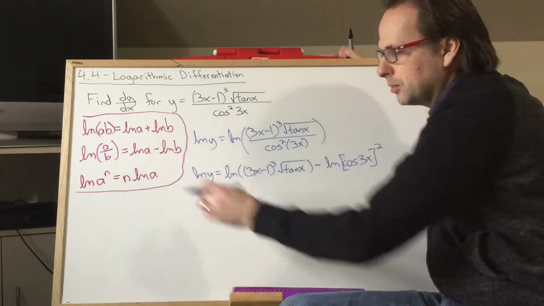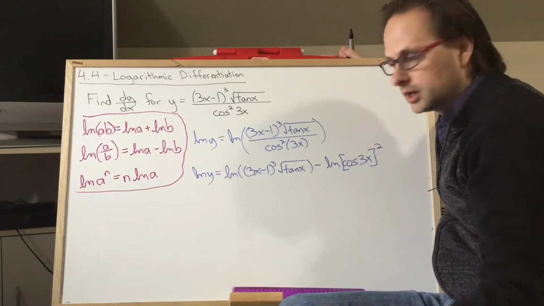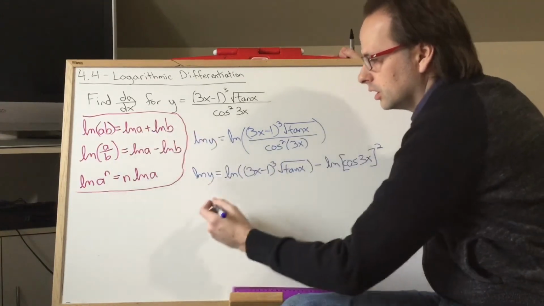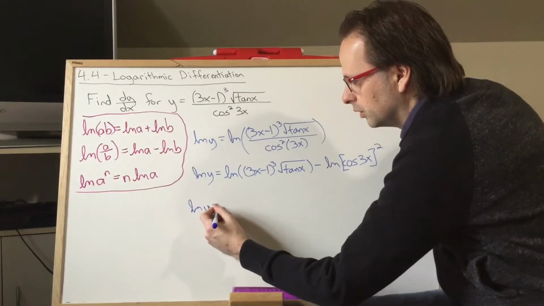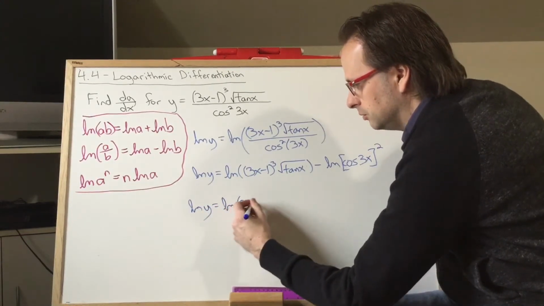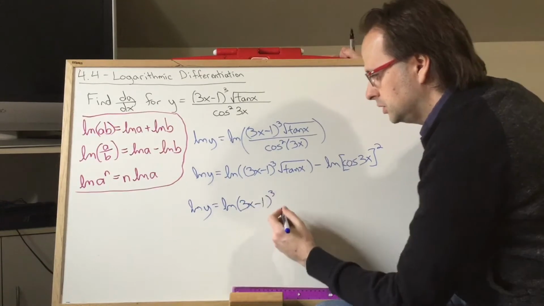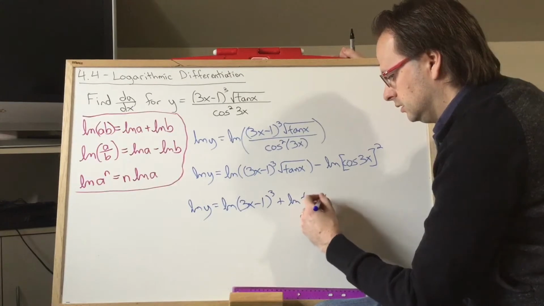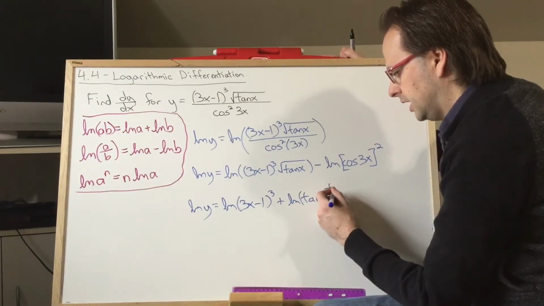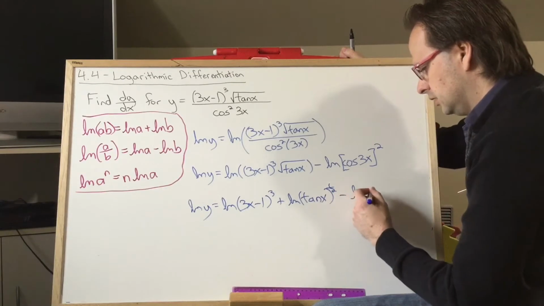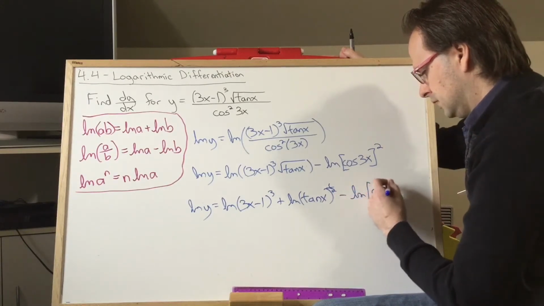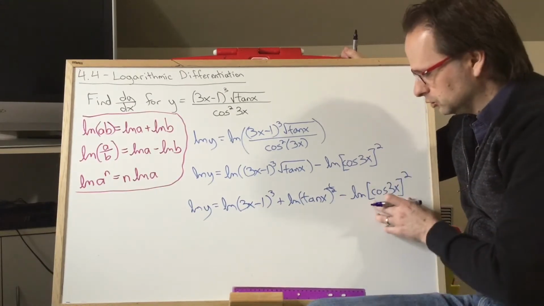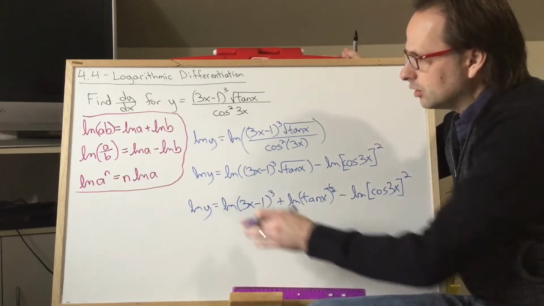So I've used a log property. But that's not the only log property I can use. I could also look at the multiplication here. That looks a lot like this first log law. So I can rewrite it as ln of (3x minus 1) all cubed plus ln of root tan x. And the square root of tan x is tan x to the power of a half. And minus ln of (cos of 3x) all squared. And it doesn't matter what kind of brackets you use, whether they're square or they're round. So I've split it up with log laws.